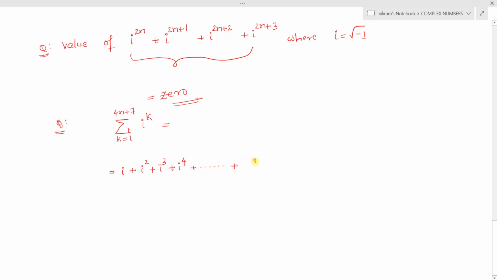The final term we will get is i^(4n+7). So I can write this as i plus i squared plus i cubed plus i to the power 4, plus and so on, writing from i^(4n), i^(4n+1), i^(4n+2) and so on. Finally we get i^(4n+6) plus i^(4n+7).